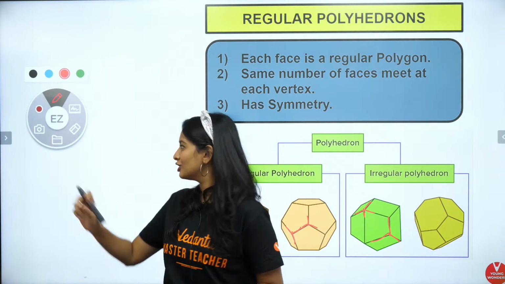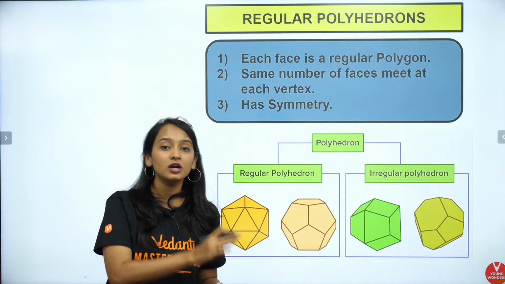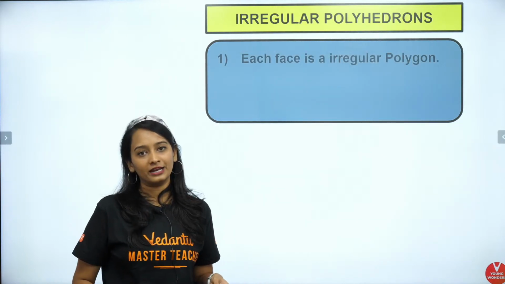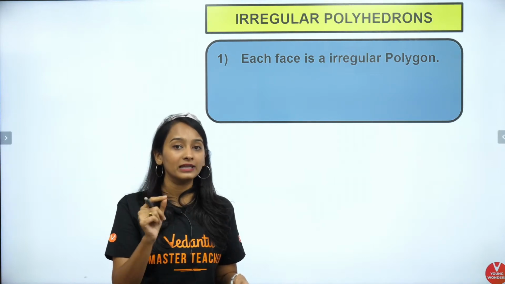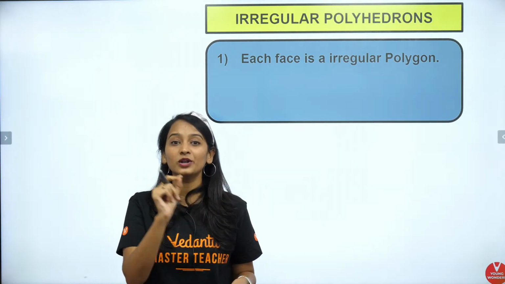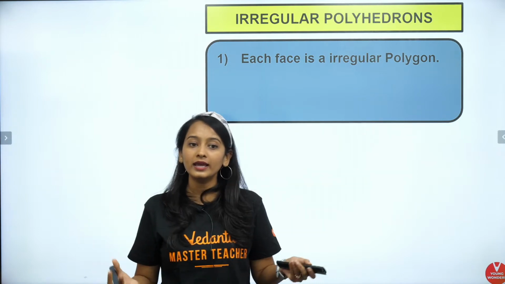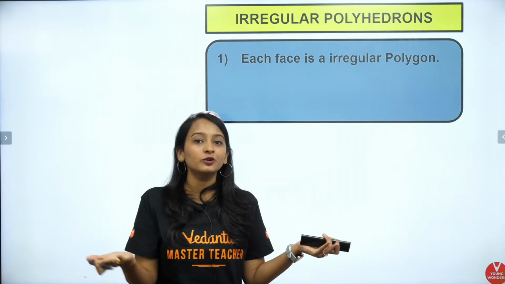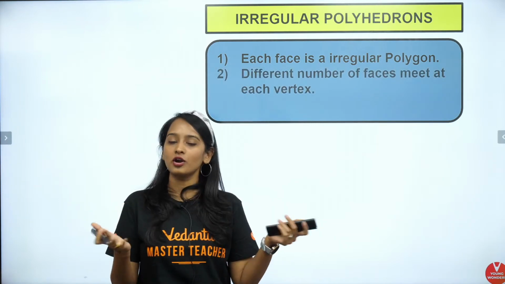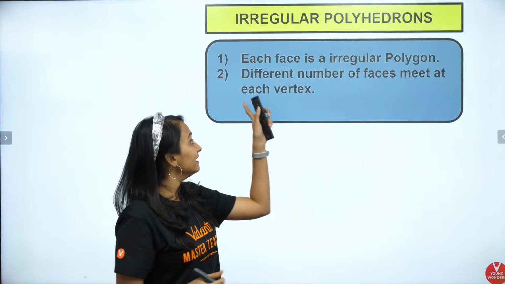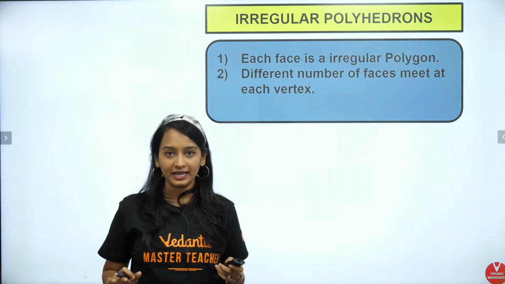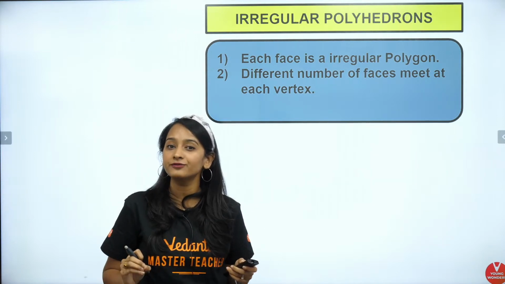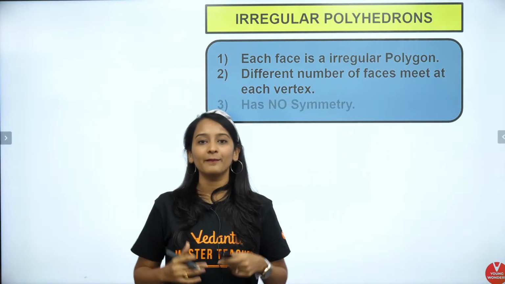So that is the major difference between a regular and an irregular polyhedron. The first one, each face of the polyhedron is an irregular polygon, where the sides are not equal to each other and angles are not equal to each other. And different number of faces combine at the vertex. Okay, so how is the vertex formed? By combining different number of faces.